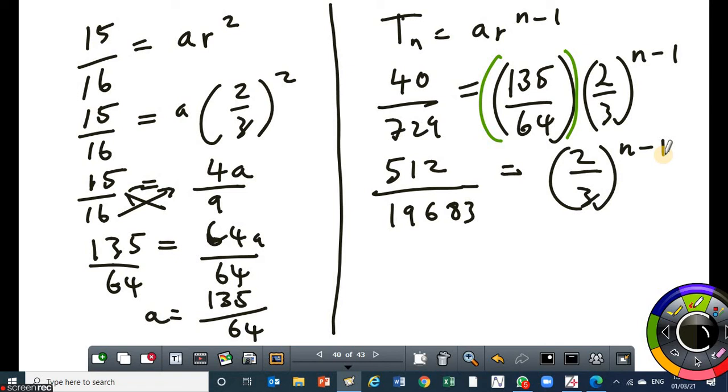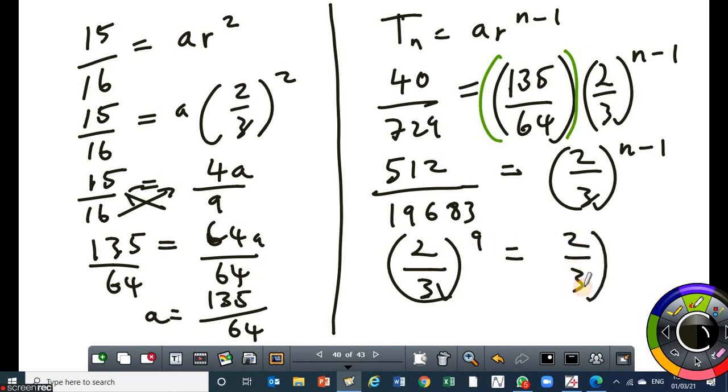Listen, remember, you need to take this 512 over 19,683 and convert it to a base of 2 over 3. Remember, to solve an exponential equation, it must have the same base. Don't forget that. Otherwise, you get to this point and you get stuck. So this will be 2 over 3 raised to the power of 9 is equal to 2 over 3 to the power of n minus 1.